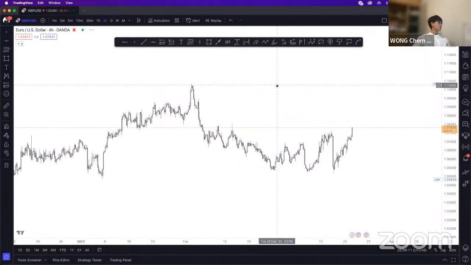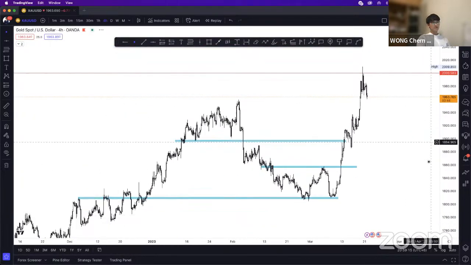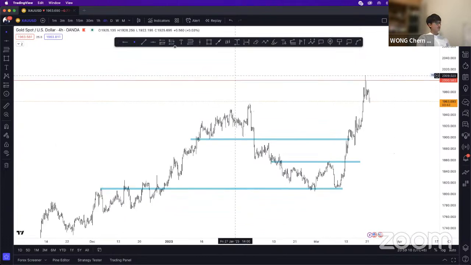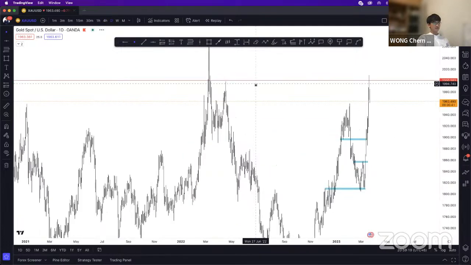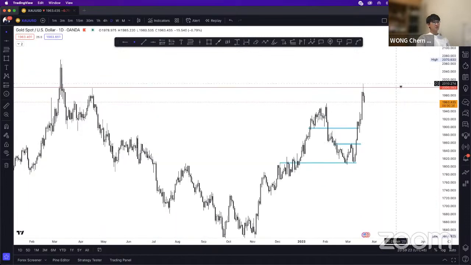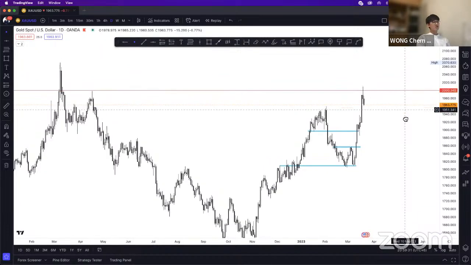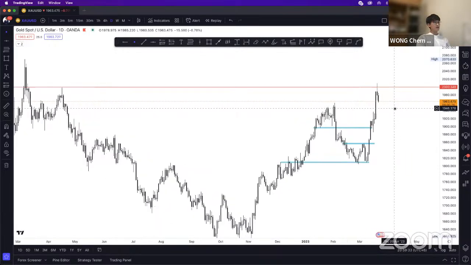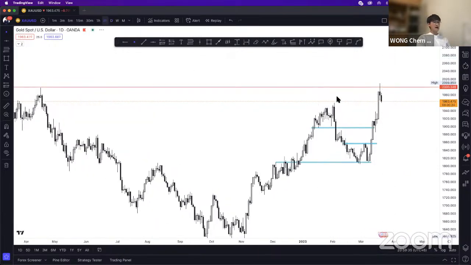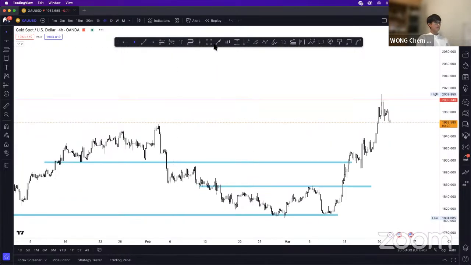If I were to go to the chart of gold, this is a very interesting one because I've marked out, as you can see, some key levels. However, on the daily time frame, we notice price tapping into the $2,000 region. And this signifies that it has reached a key psychological level. Currently price has rejected off that area. However, I do believe that price can continue pushing up.